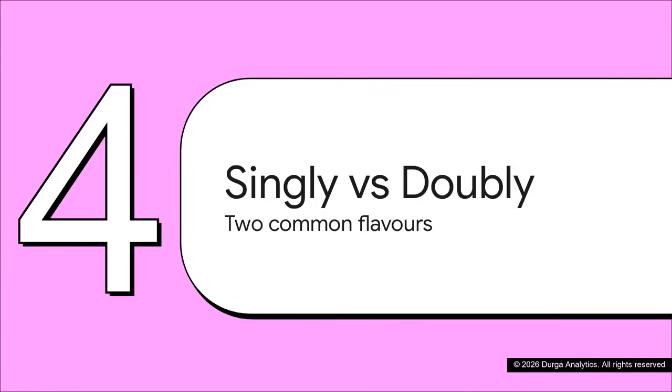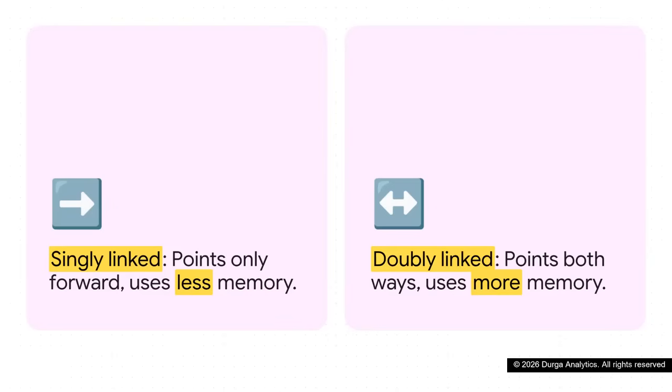Let's move to and see how this builds in Section 4, singly versus doubly linked. In production environments, we generally see 2 main flavors, and they represent a strict engineering trade-off. In a singly linked list, each node points only forward to the next node. It is highly memory efficient, but the catch is you can only ever walk forward. In a doubly linked list, every single node stores 2 pointers, one pointing forward to the next node and one pointing back to the previous node.